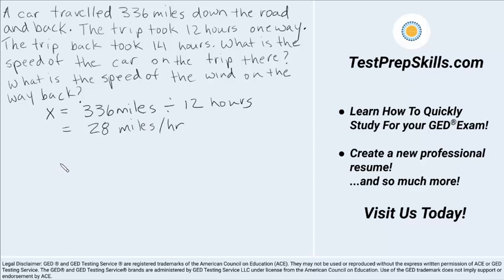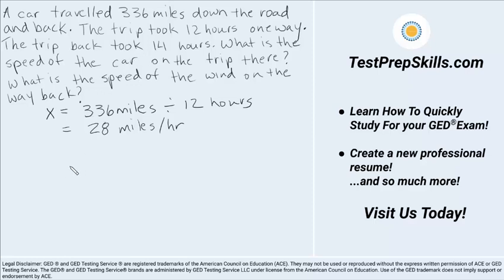Okay, so we've solved the first question. What about the second question? What is the speed of the wind on the way back? Okay, we need to stop and think about this for a second. We know that the trip took longer on the way back. Okay, that means that as the car was traveling, the wind was pushing on the car. So it was slowing the car down. In order for the wind to actually be able to slow the car down, it would have to have been traveling at a higher amount of miles per hour than the car.